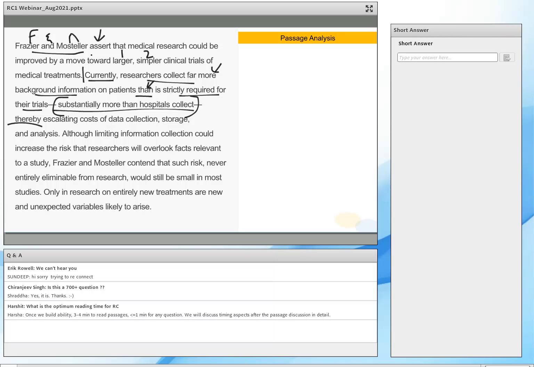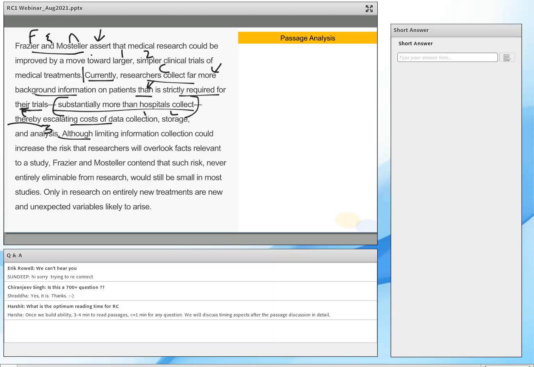And what is the result? So here we are talking about cause and effect. What is the cause? The cause is that researchers collect far more data. And what is the effect of that cause? The effect is escalating costs of data collection, storage, and analysis. So this is what the passage is saying. The cause is they collect a lot of data. As a result, what happens? The costs of data collection, data storage, and analysis go up.